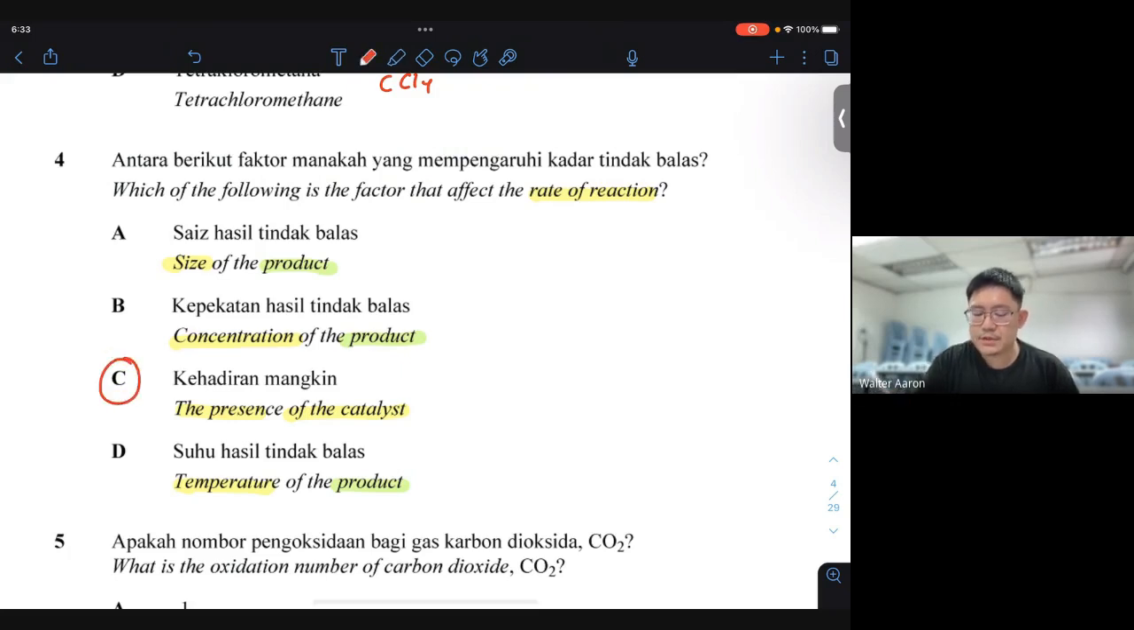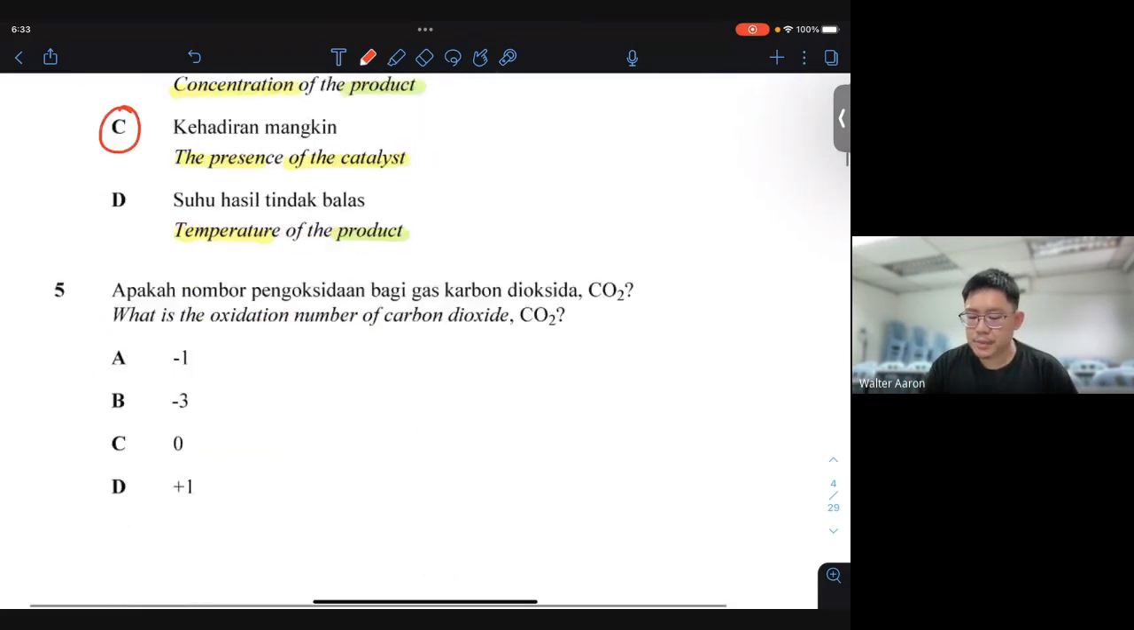Because in the presence of a catalyst, it could lower the activation energy, and it could increase the rate of reaction. And they actually didn't mention anything about product over here. So therefore, C is the best answer.